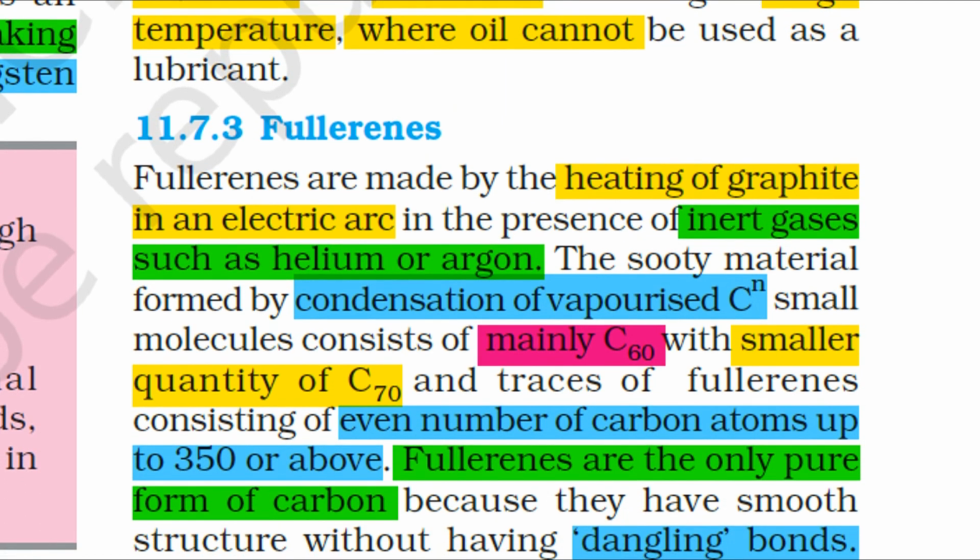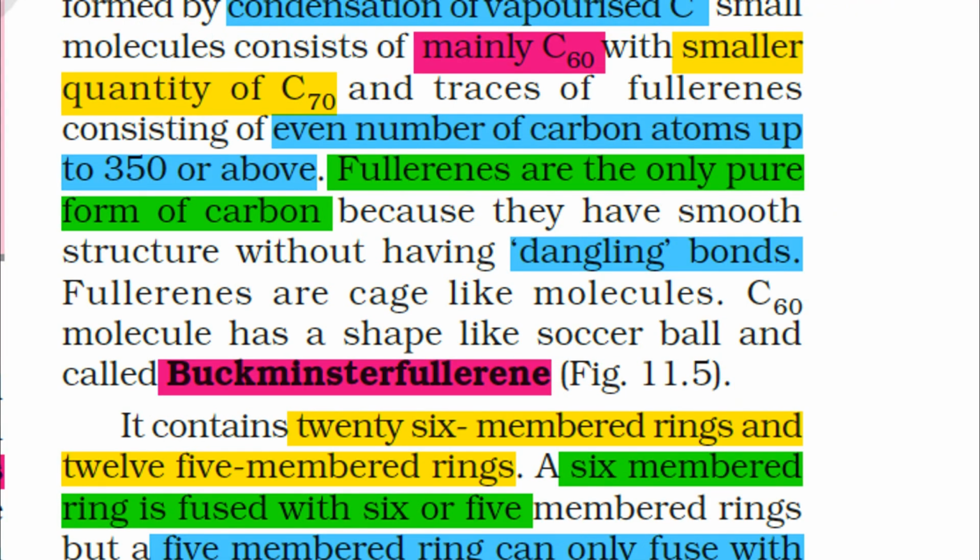Fullerenes are made by heating up graphite in an electric arc in the presence of inert gases such as helium and argon. The sooty material formed by the condensation of vaporized Cn small molecules consists mainly of C60 with a smaller quantity of C70, consisting of an even number of carbon atoms up to 350 or above. Fullerenes are the only pure form of carbon because they have a smooth structure without having dangling bonds. Dangling means hanging freely. That means in fullerene there is no hanging or dangling bond. Fullerenes are cage-like molecules. C60 has a soccer ball shape and is called Buckminsterfullerene.